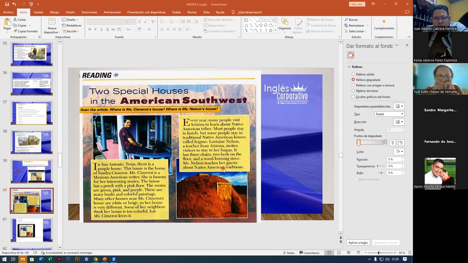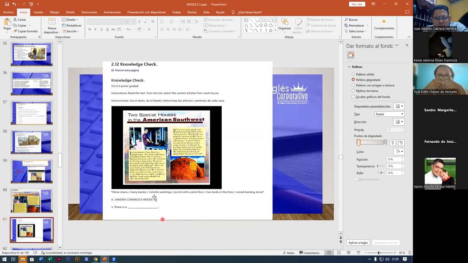And as it says, many tourists visit the hogan and they can stay there. Now, on the platform, you also have it to describe it. Sandra Cisneros' house, how can you complete this? The first one, what are the things that are? A porch. That's good. There is a porch with a pink floor. So it's very peculiar, very different from the other houses.